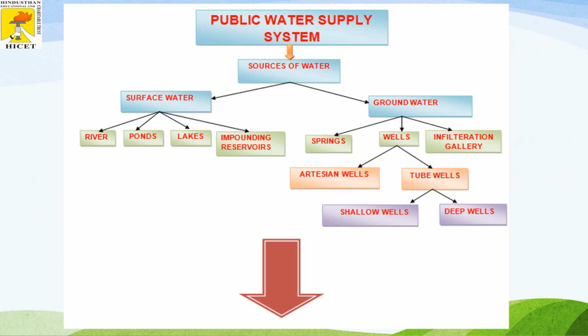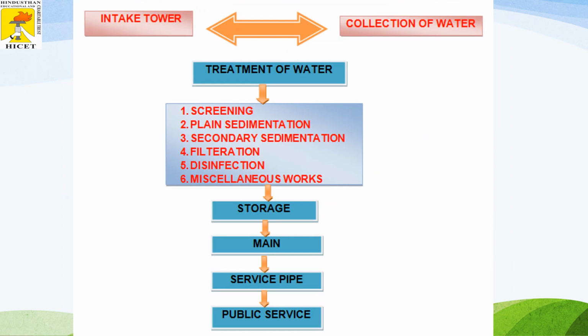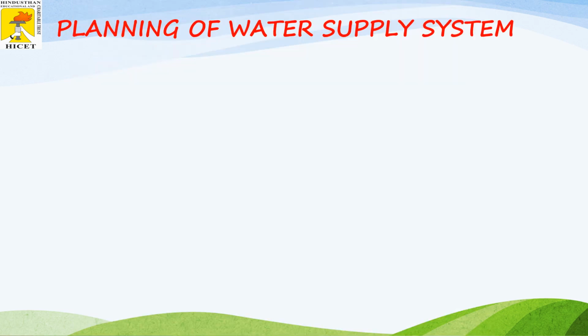Sources include river, pond, lakes, impounding reservoir, and groundwater, which has a spring, well, infiltration gallery, and well, which has an artesian well, tubewell, and tubewell, which has shallow well and deep wells. Then intake tower, collection of water, and finally treatment of water. The treatment of water has 6 classifications: screening, plain sedimentation, secondary sedimentation, filtration, disinfection, and miscellaneous works. Then storage, main, service pipe, and public service.